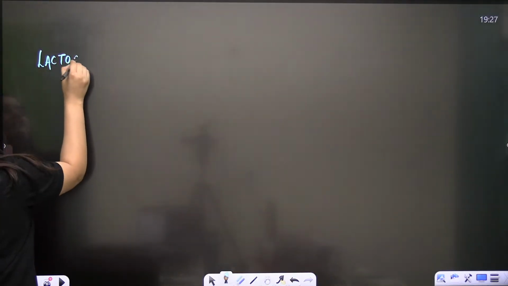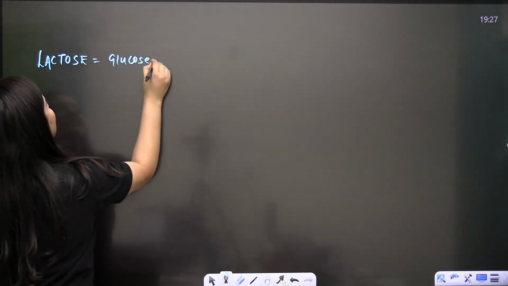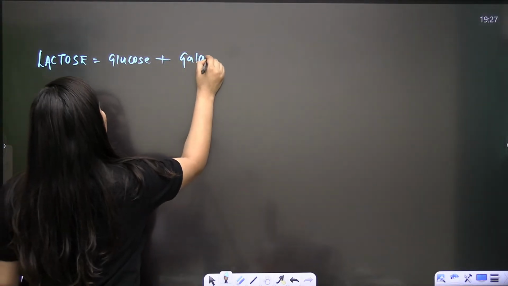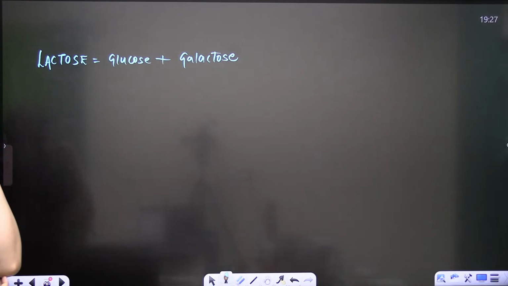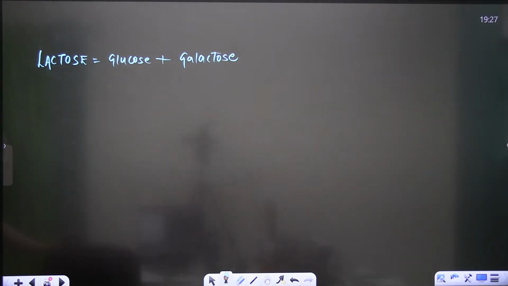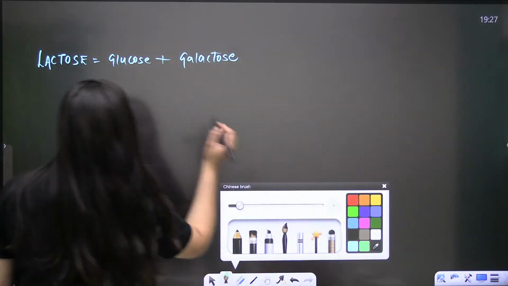So lactose is made up of glucose plus galactose. Right? Made up of what, bache? It is made up of your glucose plus galactose. So it is a beta 1,4 linkage between glucose and galactose. So it is the milk sugar, the least sweet sugar.